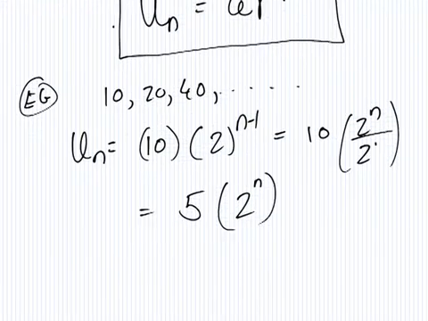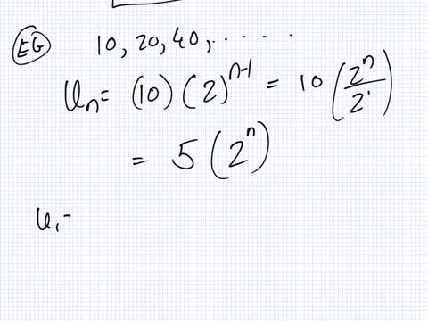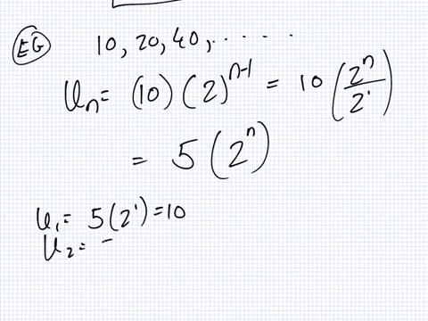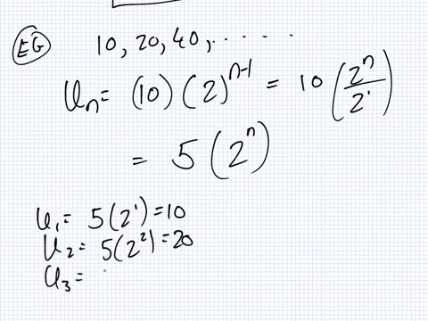Let's check some of them. u1 will be 5 times 2 to the power 1, which is 10. u2 would be 5 times 2 squared, which is 20. u3 would be 5 times 2 cubed, which is 40. So it does work here. Okay, write this one down and then we'll do another example.